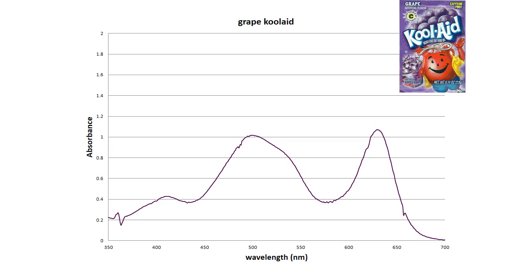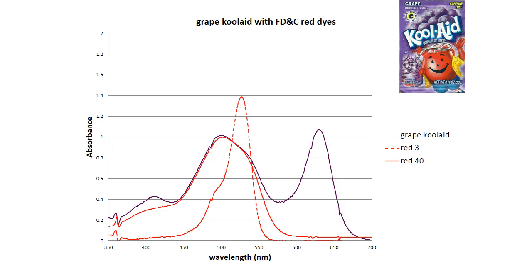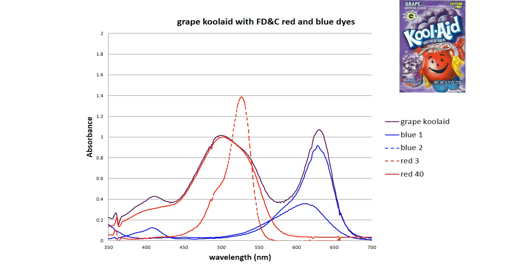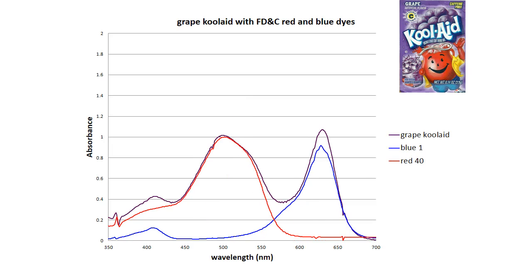Now if we move on to grape, this is the scan for grape. So if we look at the reds, red number 40 is the one that has this strange looking peak that almost looks like two peaks together, right? It has this weird profile is what we would call it. And then red 3 is the broken line, and that doesn't appear to overlap at all with the grape Kool-Aid very well. And then if we compare the blues again, blue 1 appears to overlap pretty well and blue 2 does not. So if we compare these 4 with the grape Kool-Aid, it appears that grape Kool-Aid is composed of blue 1 and red 40, just based on how well the spectra overlap.